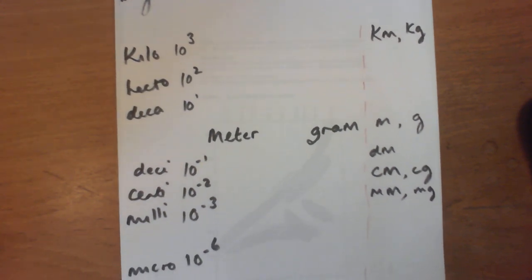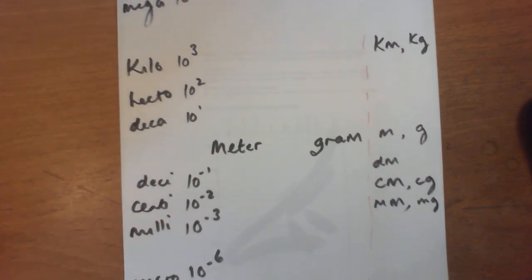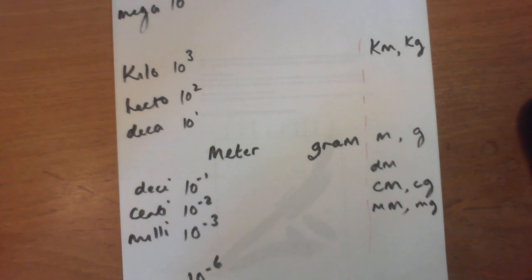Well, this goes a bit off. Micro, 10 to the minus 6, on the bottom there. So 10 to the power minus 1 is 1 over 10. 10 to the power of minus 2 is 1 over 10 to the power plus 2, which is 1 over 100. And 10 to the power minus 3 is 1 over 10 to the power plus 3, which is 1 over 1,000. Okay, so we have covered that before already.